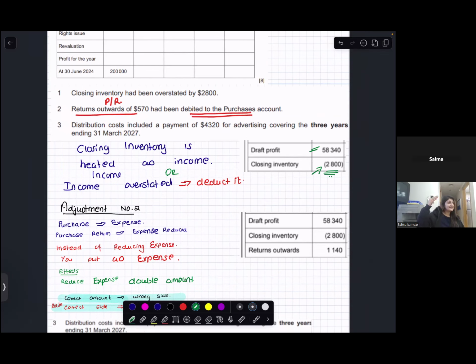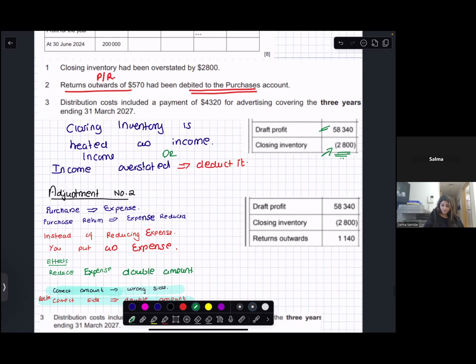Income was overstated. Credit was more. If I have to reduce my credit, debit it. The rule says income debit, expense debit, reduce your profit. Income credit, expense credit, increase your profits. I hope you're with me.